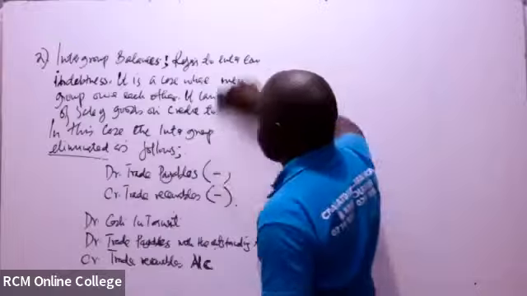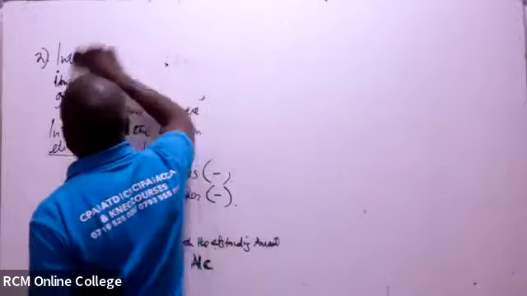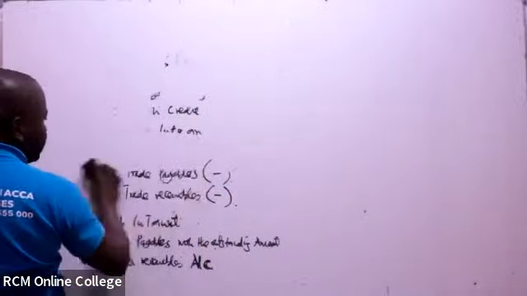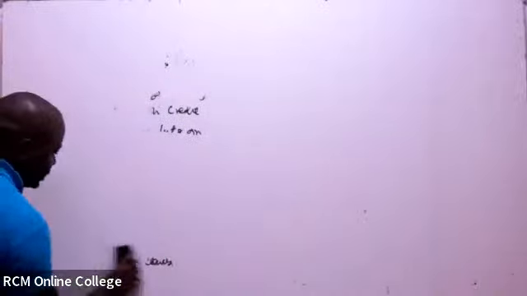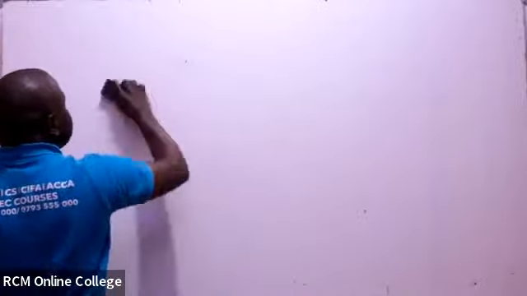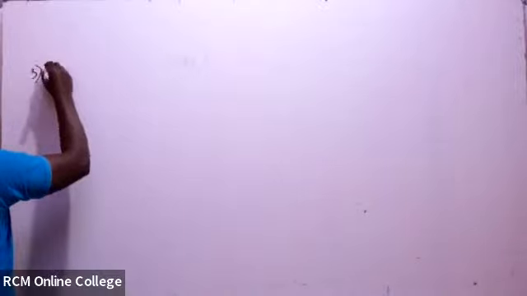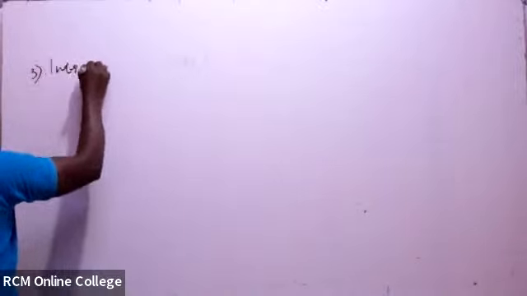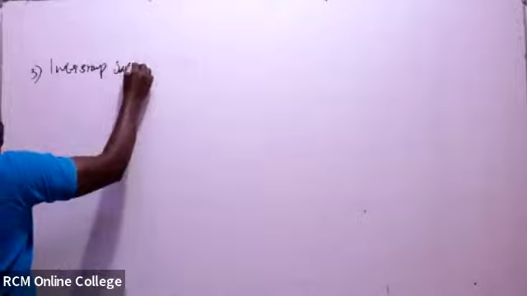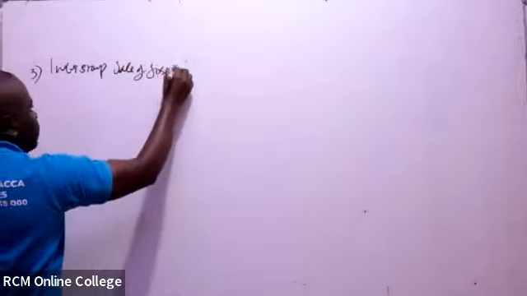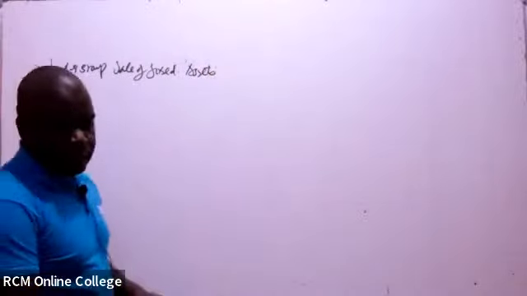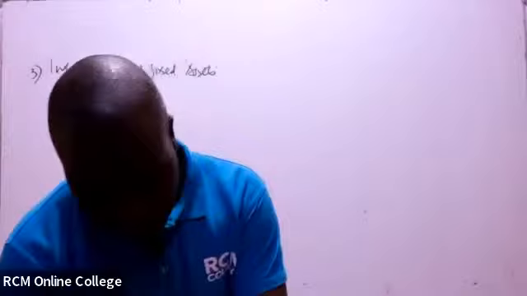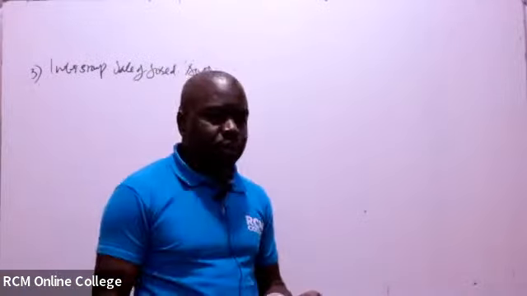Number 3, intergroup sale of fixed assets. So number 3, you can write intergroup sale of fixed assets. One of the members of the group is selling fixed assets to the other one. So you write this about intergroup sale of fixed assets.